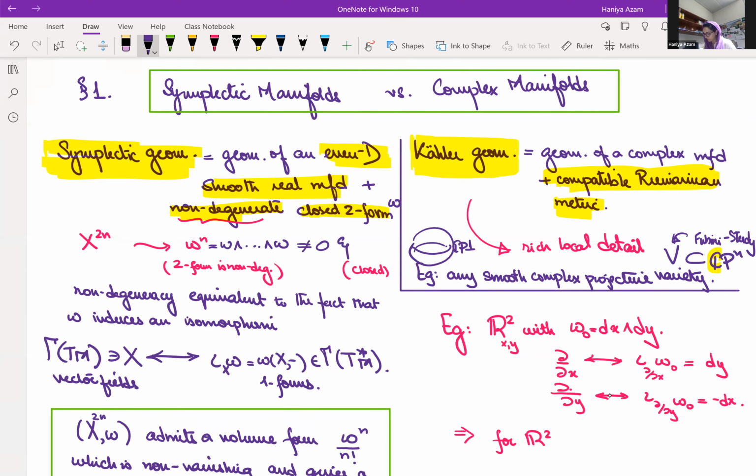And it's closed. If you're already familiar with differential forms, you must be familiar with the exterior derivative. If you take the exterior derivative of omega, you get zero, and that's how you say in words that it's closed. So it's a closed non-degenerate form. And non-degeneracy is equivalent to the fact that you have this isomorphism between vector fields.